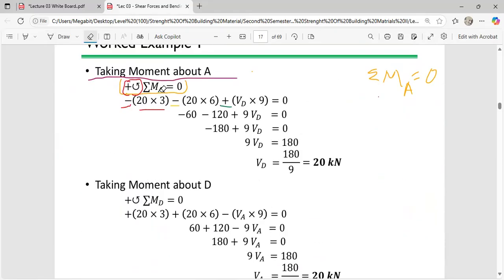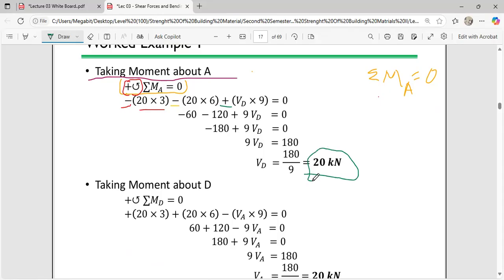From there, the rest is mathematics. You simplify. 20 times 3 is 60, and you put your negative symbol. Then 20 times 6 is 120. You also represent your subtraction symbol. You bring your addition sign. VD times 9 is 9 VD, equal to 0. After simplifying, I'm going to get 9 VD is equal to 180. You make VD the subject and you're going to get 20 kilonewton. This is what we are getting over here.